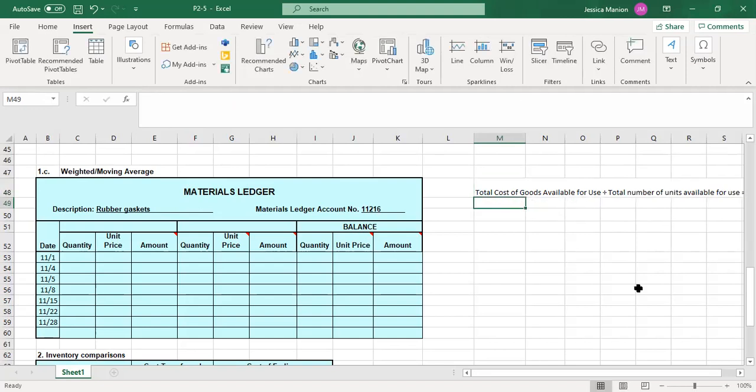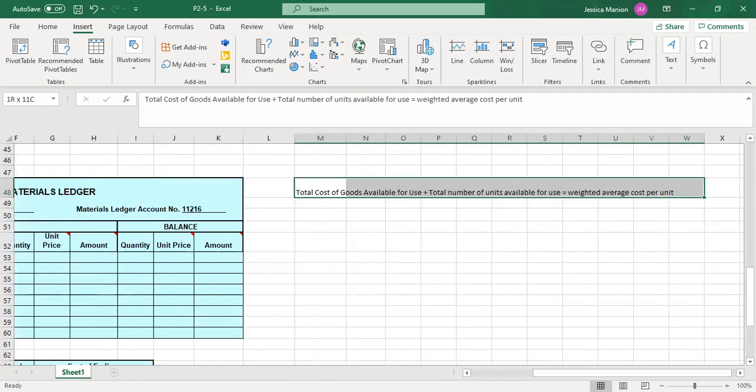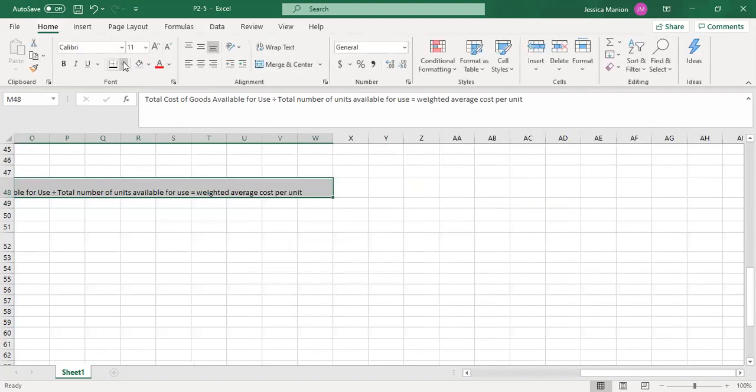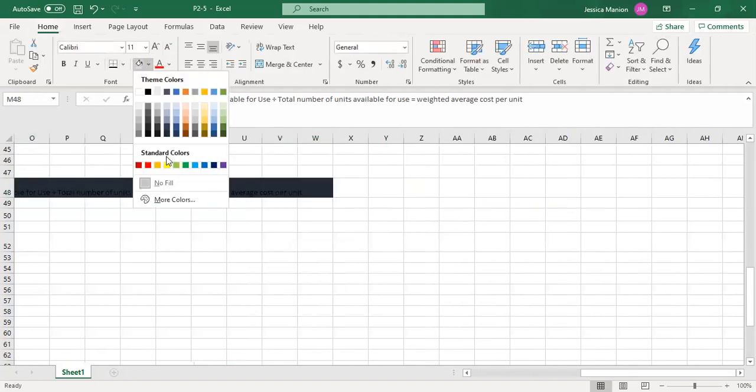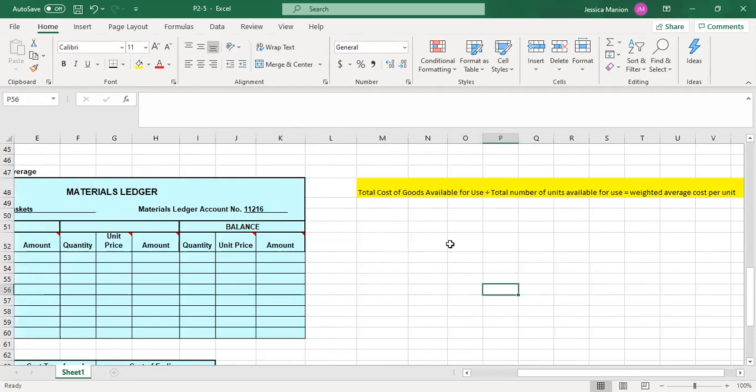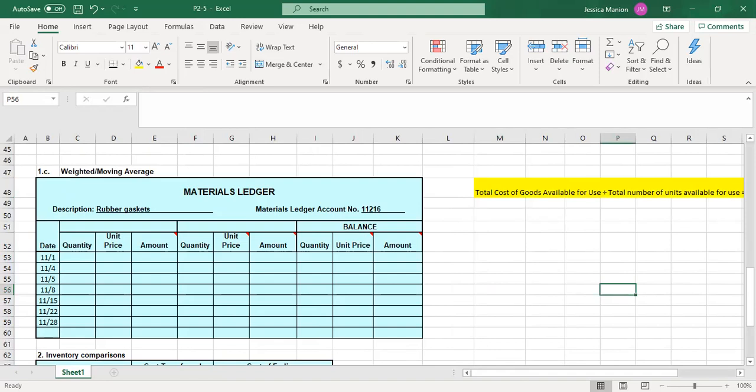Okay, that is that formula for the weighted average method. So anyway, keep that in mind. We're going to keep using that formula as we go through this together.